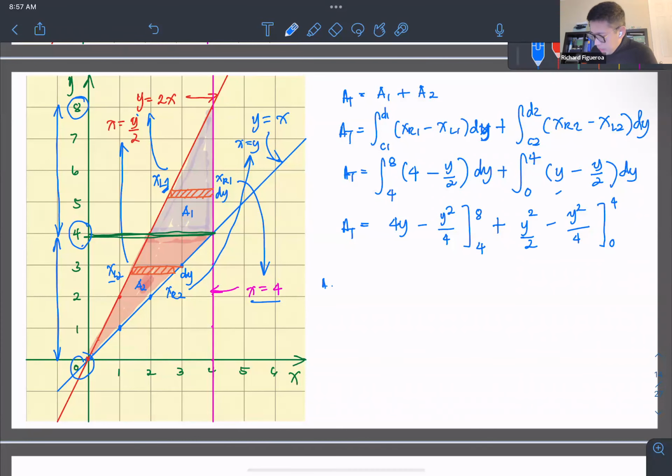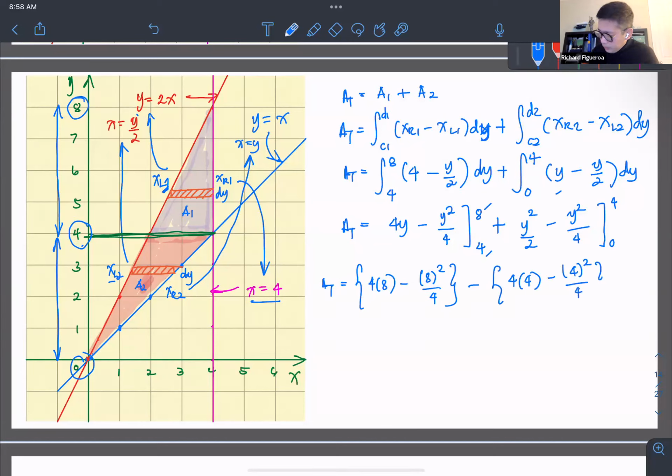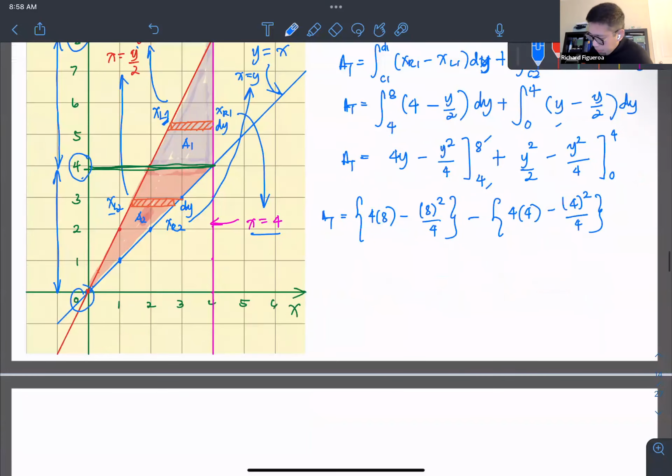Then we substitute our boundary. So I'll start with the upper boundary para dun sa 8. So 4 times 8 minus 8 squared all over 4. Upper boundary minus the lower boundary of 4. Minus, so pagdan lang natin, 4 times 4 minus 4 squared all over 4. So that is our area number 1. Tapos plus area number 2.